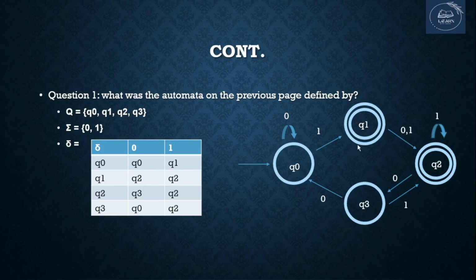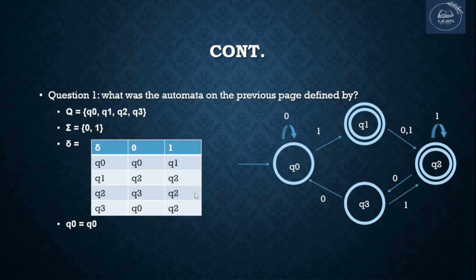Now the same thing for Q1. Q1 with 0 takes me to Q2. Q1 with 1 takes me to what? Q2, which fills up the table. Now Q2 with a transition of 0 takes me to what? Q3. Q2 with a transition of 1 takes me to what? Q1. You can see it's filled in the table. And Q3 with a transition of 0 takes me to Q0. With a transition of 1 takes me to what? Q2.